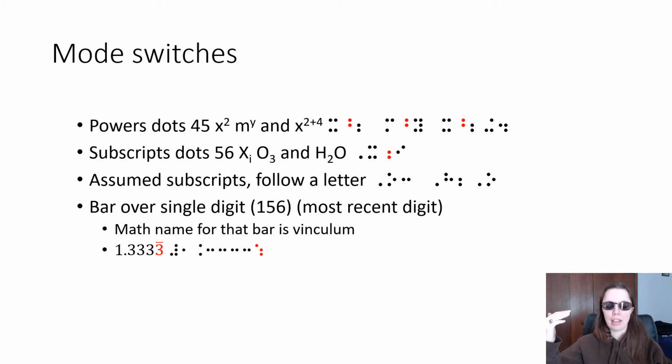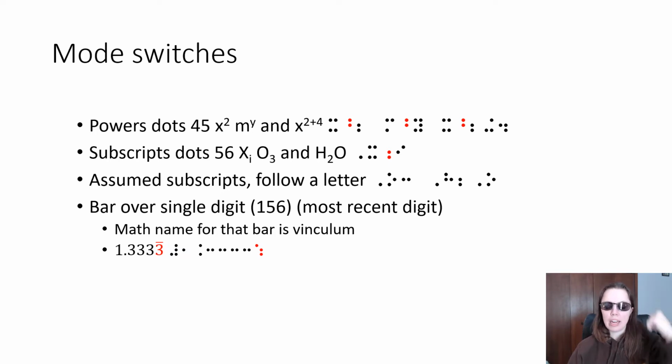This is used in writing things like the examples here: x squared, m to the y, and x to the power of 2 plus 4. So if I was going to write x squared, I would put my x, and then I would use dots 4, 5 to indicate that I'm going up a line, and I'd put my 2 there.